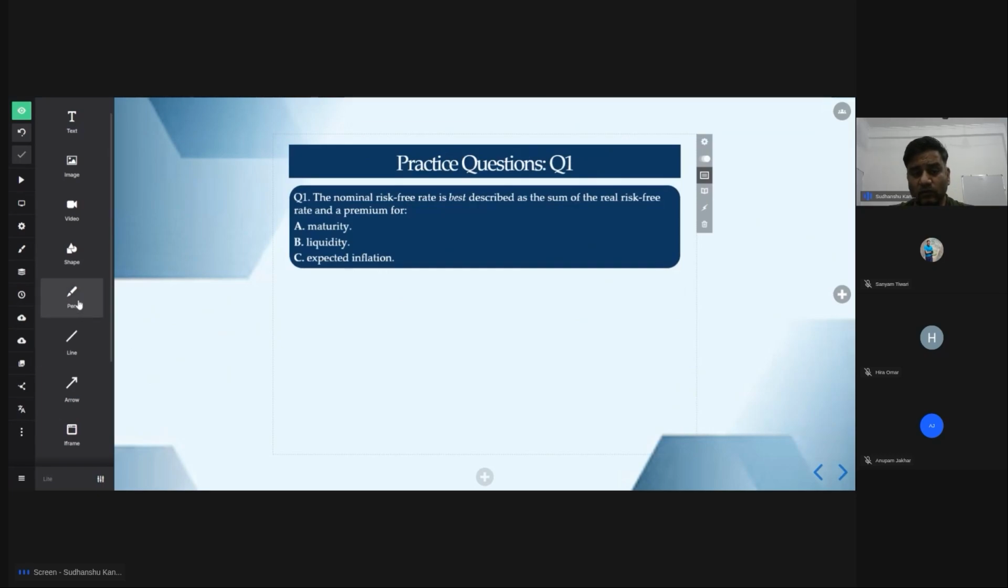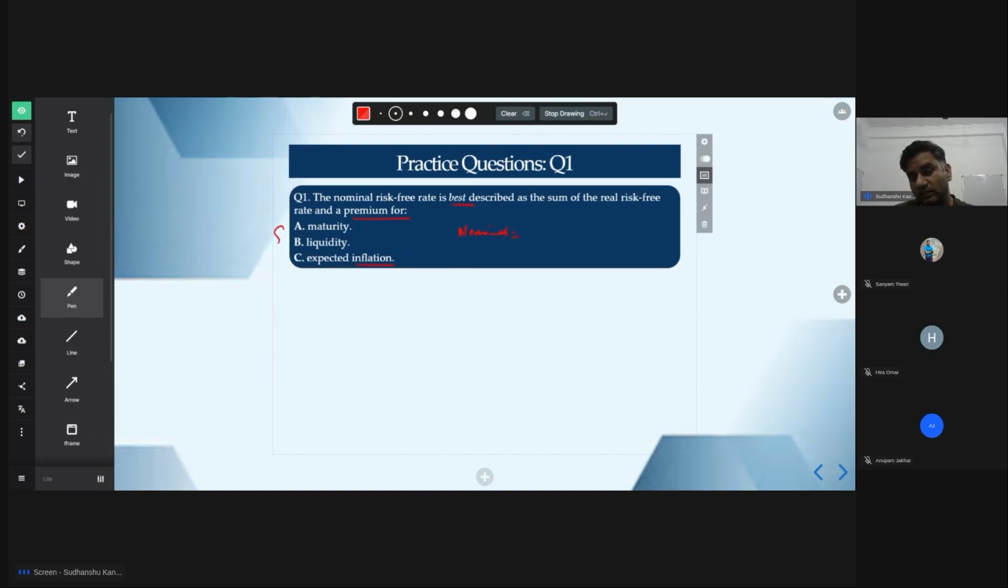Let's do an easy question, guys. When you talk about the question, the nominal risk-free rate is best described as the sum of the real risk-free rate and a premium for what? Right, what is the premium for, guys? We have a premium for nominal. Please understand, nominal, we have a premium for your inflation, right? So the inflation is the premium, right?